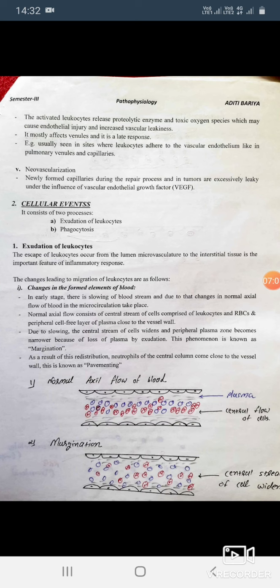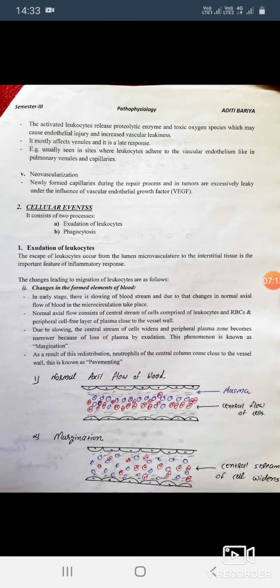See what happens in that. Compare the image with the first one. In the first one, there is a central flow of cells. Now what happens in the second image? See, the central stream of cells widens, and the plasma starts to enter into the interstitial tissue. Plasma escapes out. So when plasma escapes out, plasma becomes less, then the cells widen and come completely close to the blood vessel wall, and that is known as margination.